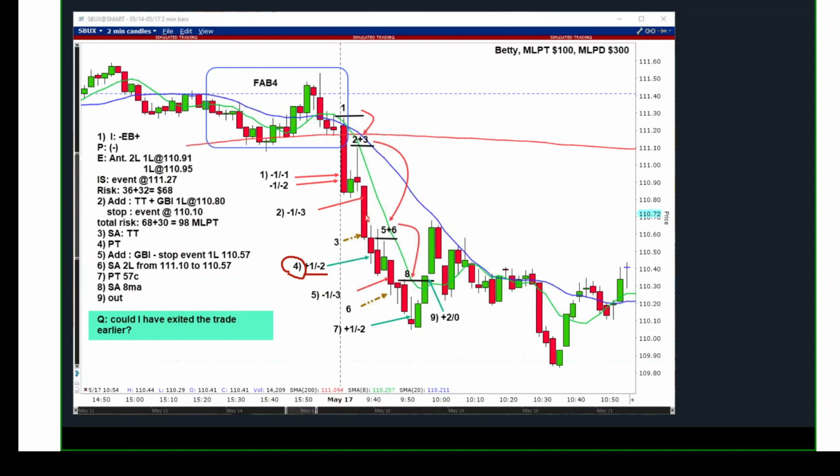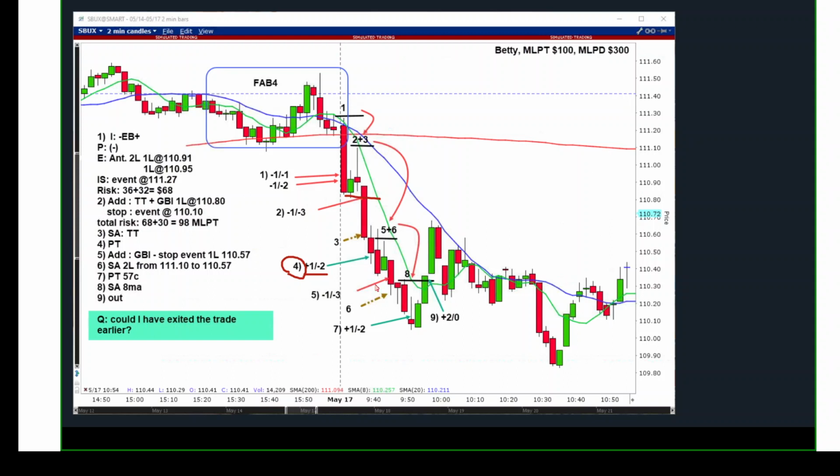Yes, it's good. Why? Because we are 2 pushes away from a GBI. Remember, this is an extra profit take rule. You don't have to wait for 3 pushes here, provided that you are 2 pushes away from a GBI here, okay? As a matter of fact, you also have 3 pushes.